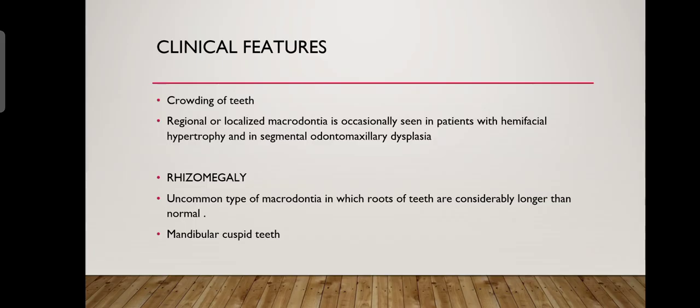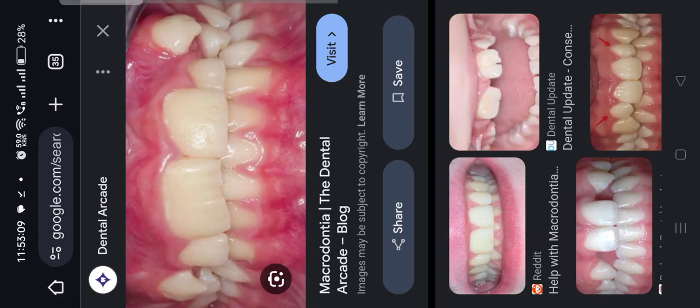Now, what is rhizomegaly? Rhizomegaly, also termed radiculomegaly, is an uncommon type of macrodontia in which the root or roots of a tooth are considerably longer than normal. This condition is most commonly seen in the roots of mandibular cuspid teeth. There you can see macrodontia.